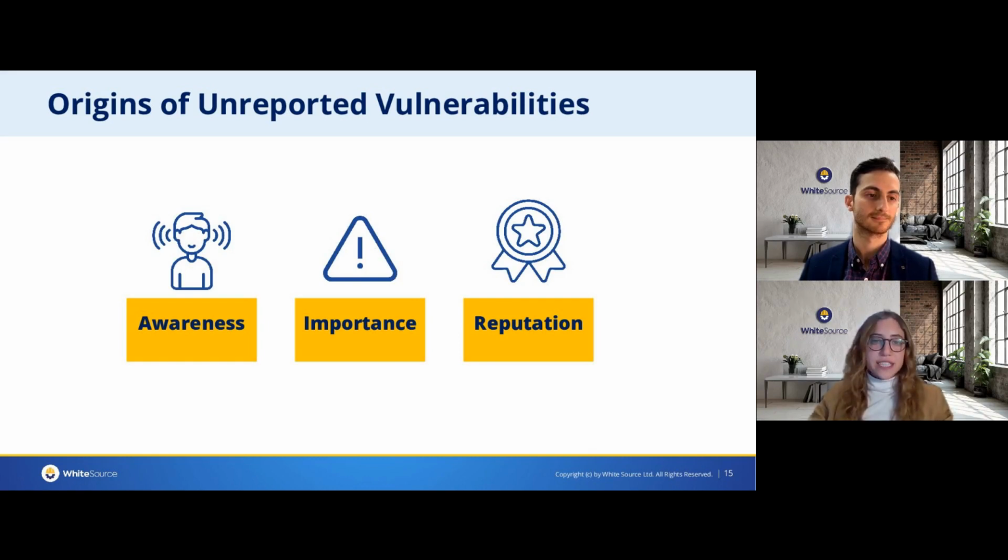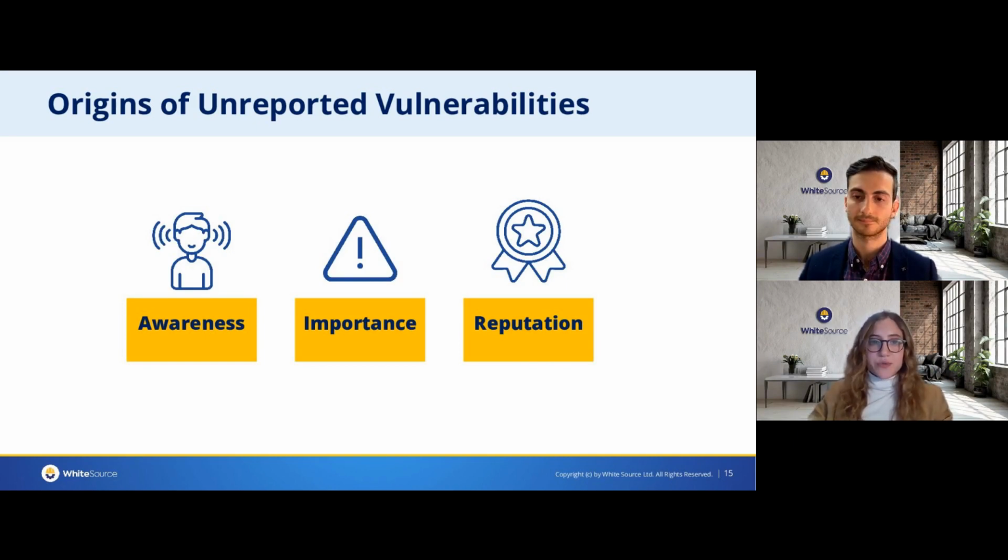The second one is importance. The maintainers and the developers don't understand the impact or the importance of sharing the security issue. Security culture within an organization is crucial. Usually, lack of this culture may cause real damage to the company and to the users. This is exactly the case. If the organization is not aware of the importance of sharing, they definitely won't publish it and waste their time and effort to share it.